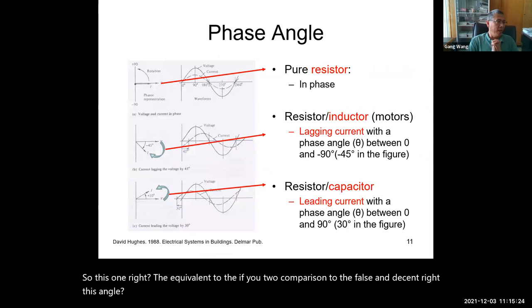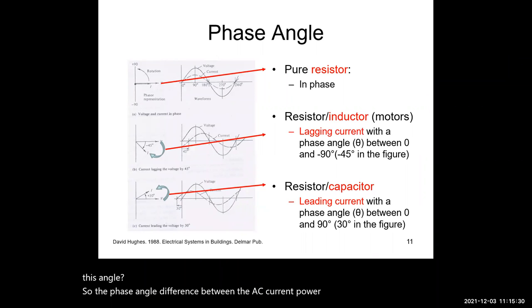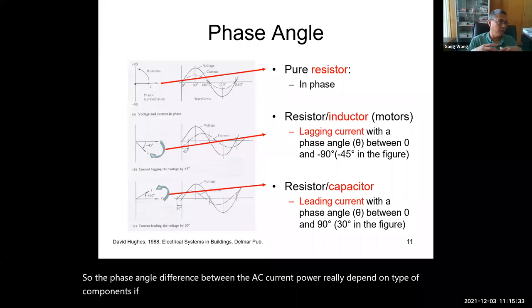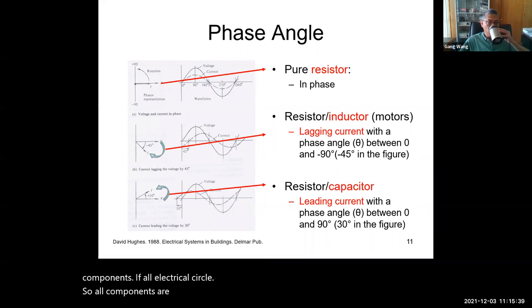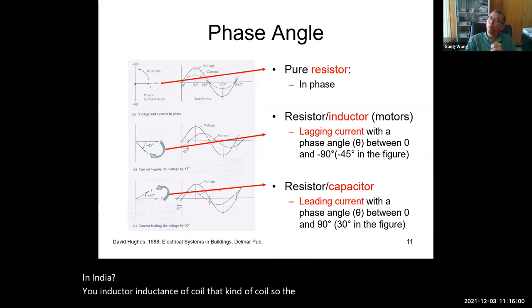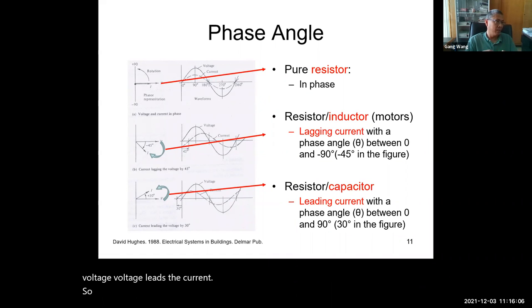Okay, so the phase angle difference between the AC current and voltage really depends on the type of components in the electrical circuit. If all components are resistances, then current and voltage are in phase, which means there is no phase angle difference. But if the circuit includes an inductor, which is a kind of coil, normally the voltage leads the current.